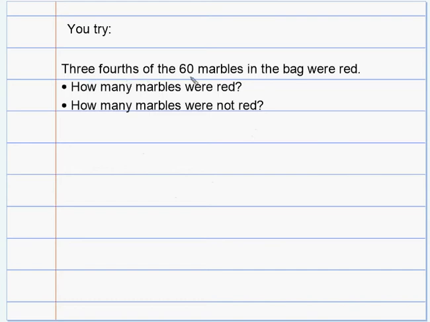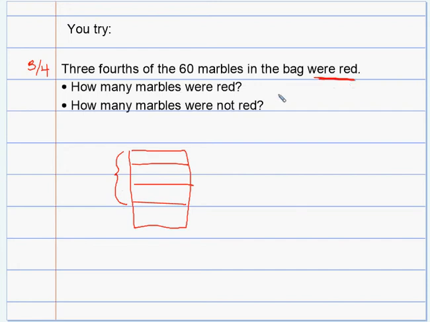Okay, so 3/4 of the 60 marbles in the bag were red, so I have 3/4. So I'm going to draw 4 boxes. 1, 2, 3, 4. I know that 3 of the 4 were red, so I'm going to make red, and I'm going to put 3 out of 4. I know there are 60 marbles, so that goes up here.